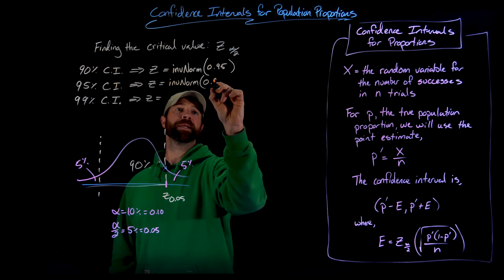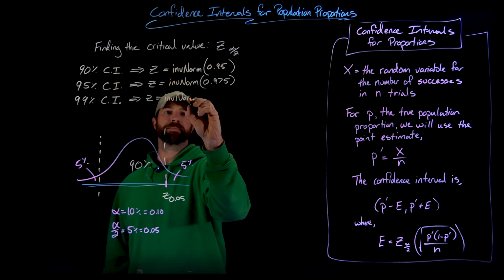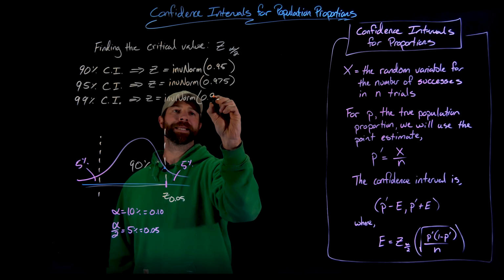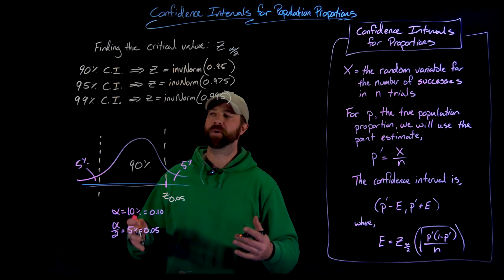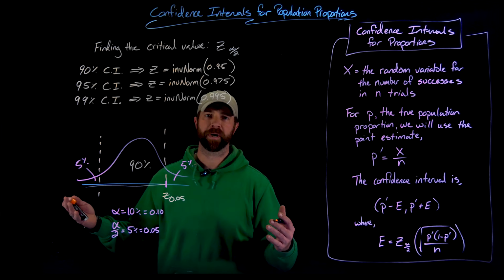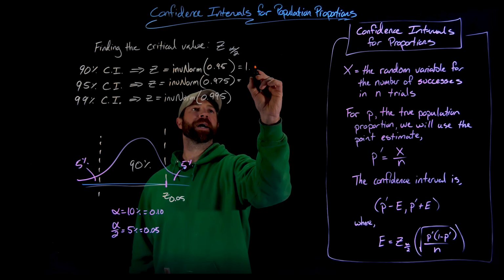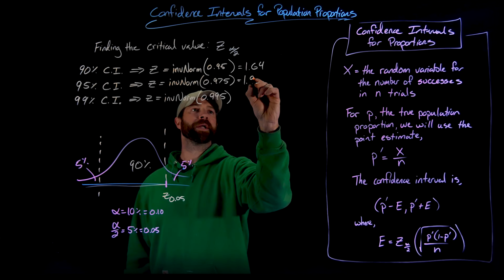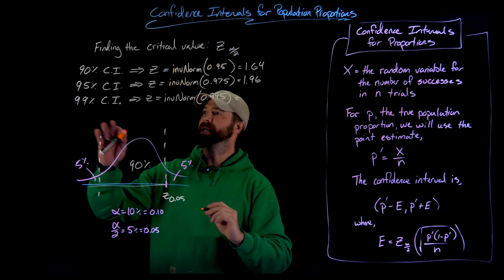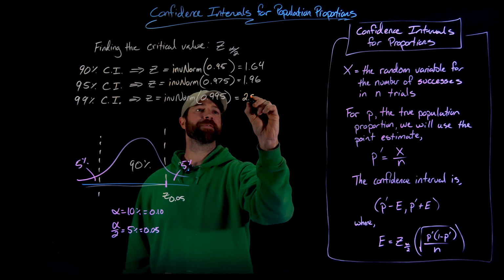And then finally, you do the same math for the 99%, and what you'll get is 0.995. And even better than that, we won't have to calculate these every time for these three confidence intervals. In this case, we know that this critical value is 1.64. For the 95%, it's 1.96. And for the 99% confidence interval, it's 2.58.